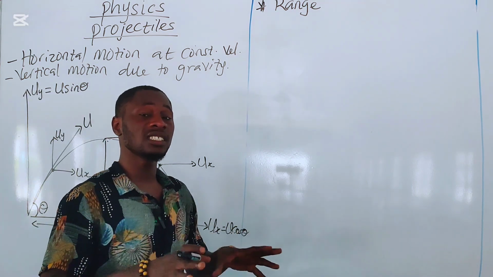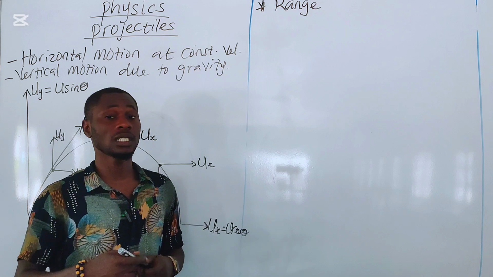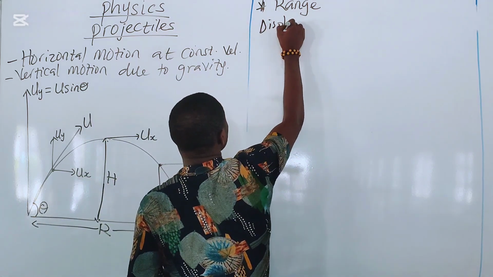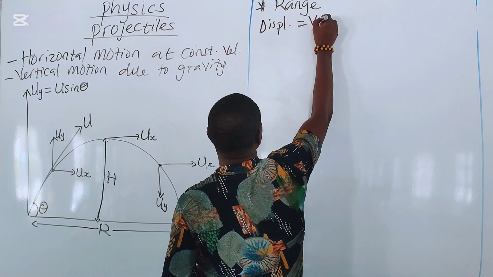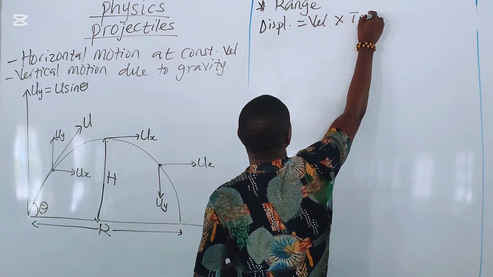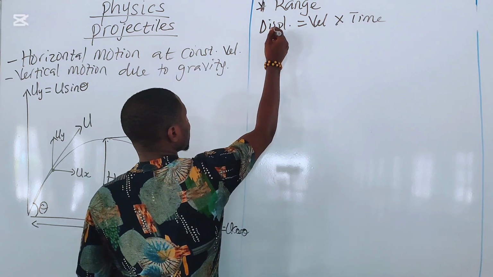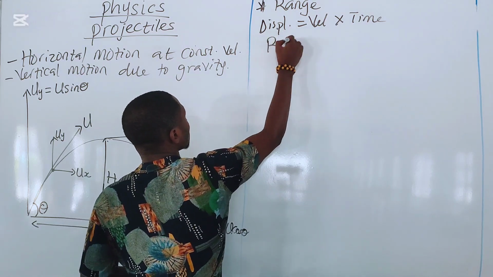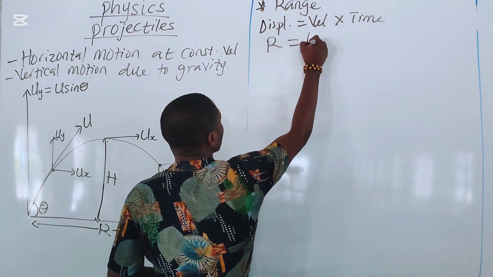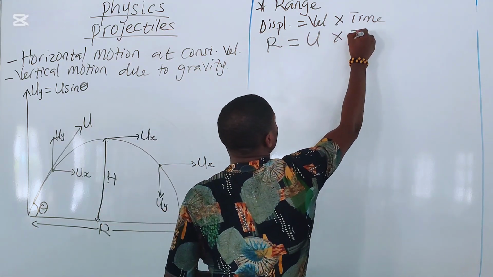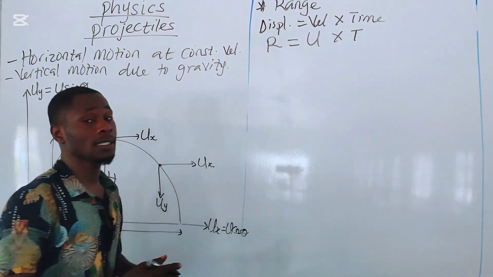So it means that the range is a distance, or is a displacement. And remember that displacement of a body is the product of the velocity of the body times the time taken. So it means that the range is a displacement. So displacement is the same thing as range, and velocity, which is the initial velocity of the projection, multiplied by the time, which is t.